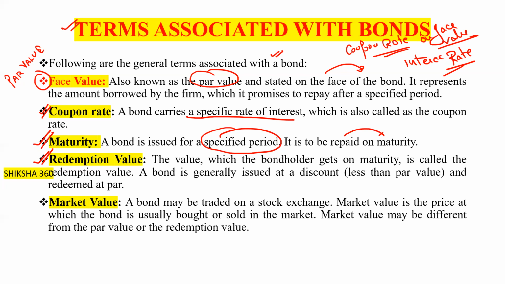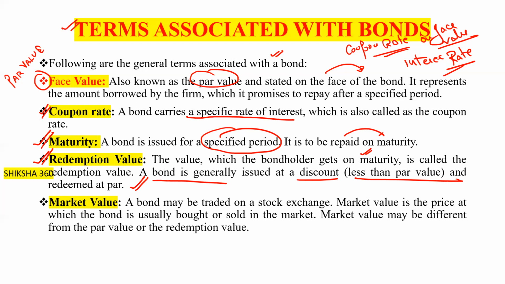It is called the redemption value. A bond is generally issued at a discount, less than the par value, and redeemed at par. Like I have already discussed one case with you: the zero coupon bonds. That is, the bond is issued at a discount and redeemed at the par value. Redemption value is the bond value which the bondholder gets on maturity.